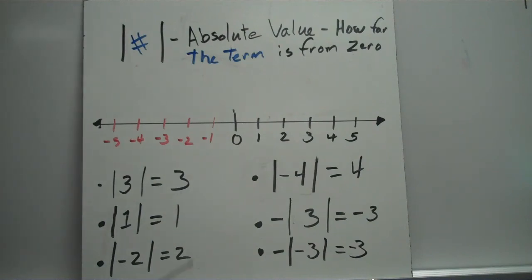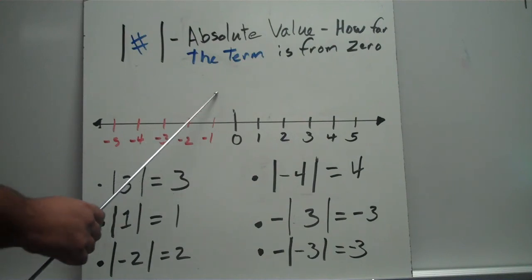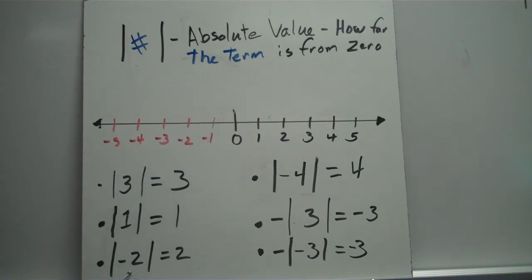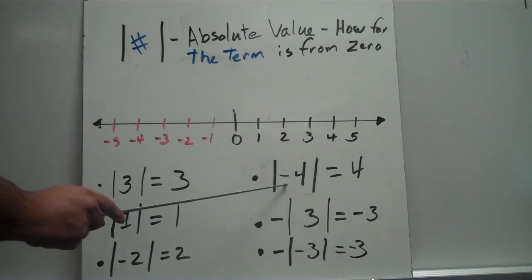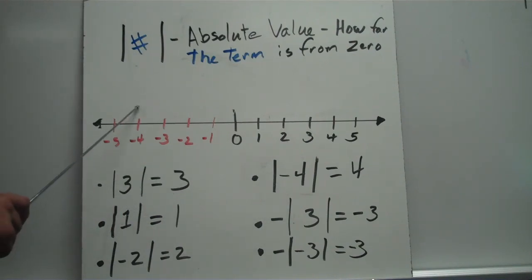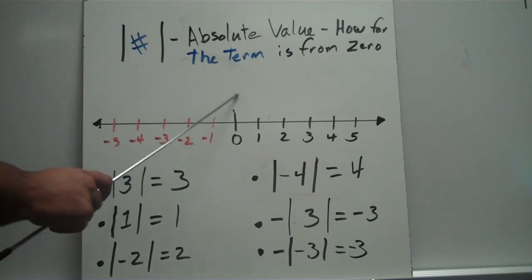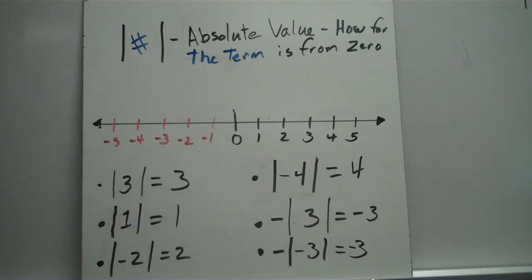The absolute value of negative 2. If we start at negative 2, we're going to do 1, 2 jumps. So the absolute value of negative 2 is 2. If we start at negative 4, 1, 2, 3, 4, the absolute value of negative 4 is 4.